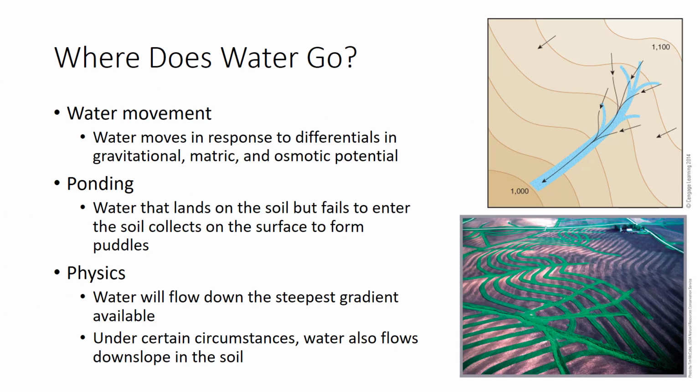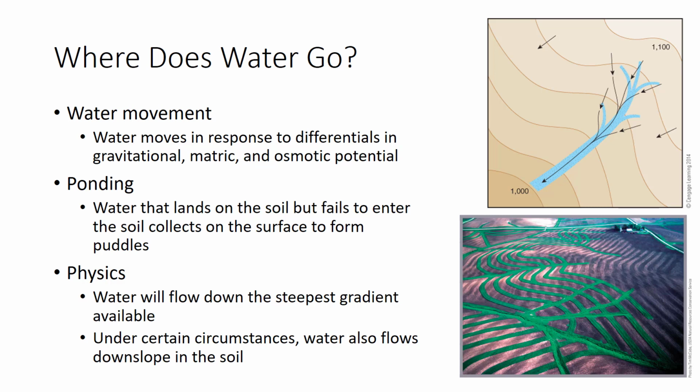So far, this video has concentrated on water behavior in the soil. There it moves in response to differentials in gravitational, matrix, and osmotic potential. However, water that lands on the soil but fails to enter the soil collects on the surface to form puddles. We call this ponding. It moves in response to gravitational potential only, that is, downslope.